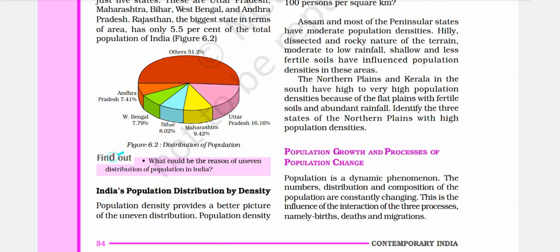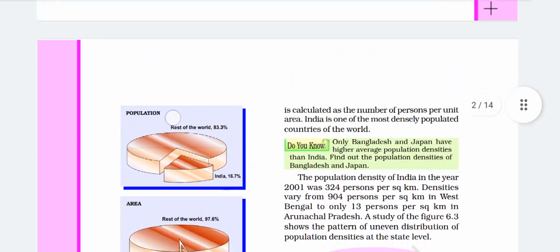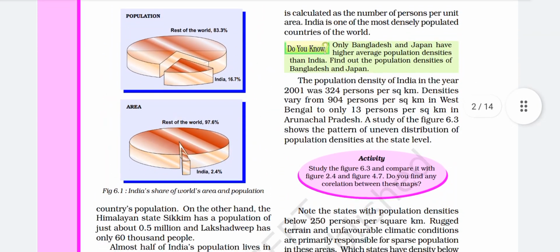In the above passage, we discussed the population of India with the rest of the world in terms of percentage. But if we talk about the distribution of population by density, what is it? Population density provides a better picture of the uneven distribution. Population density is calculated as the number of persons per unit area. India is one of the most densely populated countries of the world.